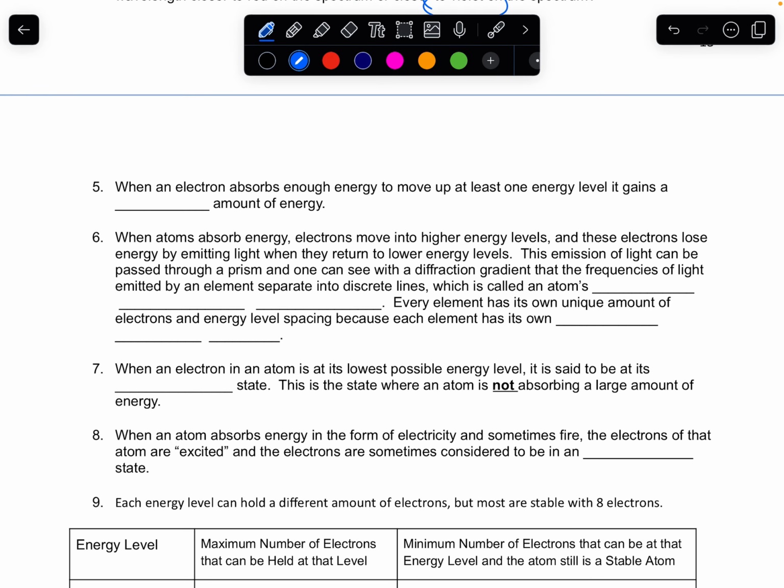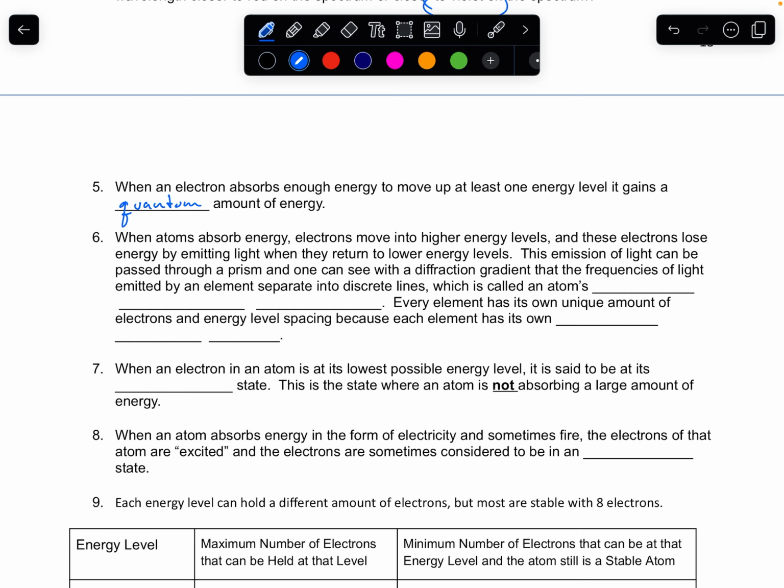All right, flip on over to the next page. When an electron absorbs enough energy to move up at least one energy level, it gains, and this is from the reading part, a quantum of energy. That's just the smallest amount of energy that can be transferred. It's like a little packet of energy. I can't give off any smaller amount than 1 quantum of energy.